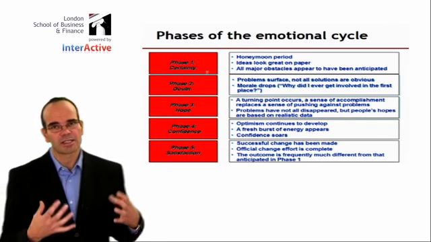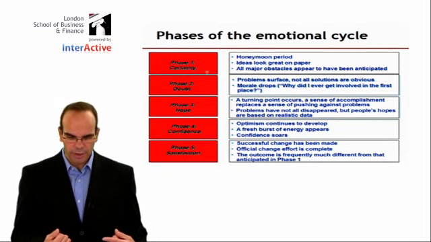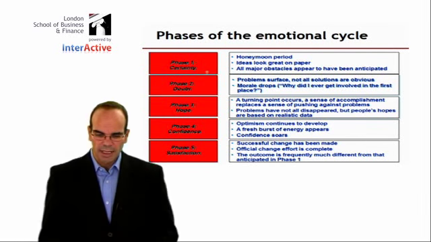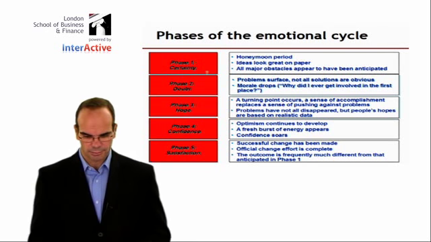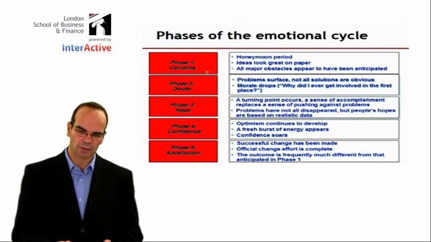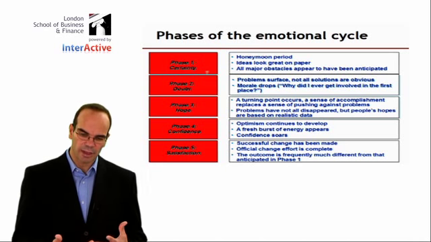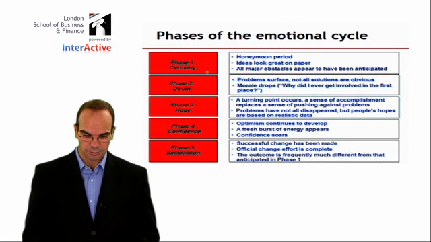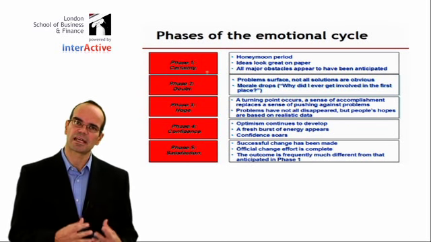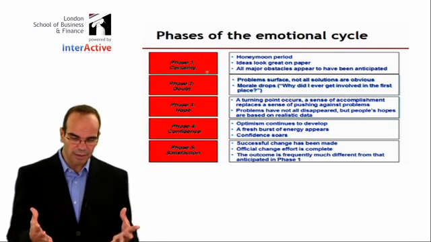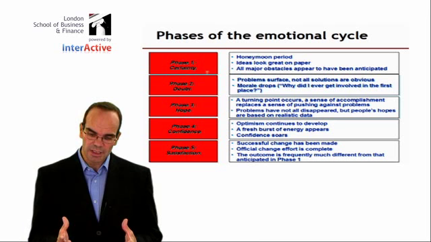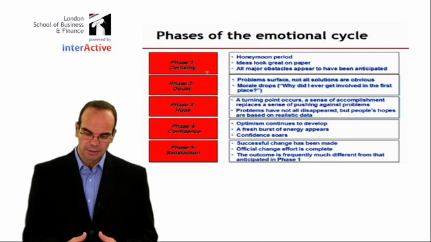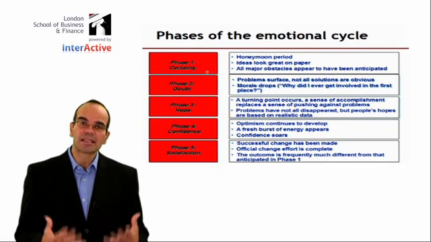Phase 3 of the change cycle is hope, and this is where a turning point occurs. There's a sense of accomplishment, some early problems are overcome, and there's a sense of optimism. Phase 4 of the emotional cycle is when optimism continues to develop, there's a fresh burst of energy and confidence levels increase. Phase 5 is the satisfaction stage, and this is where people feel that successful change has been implemented, that the initial effort has been rewarded, and that there's an outcome of deliverance.